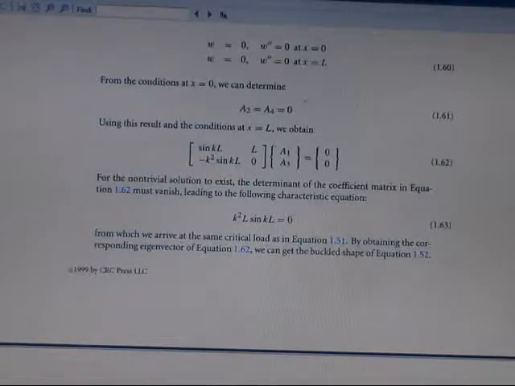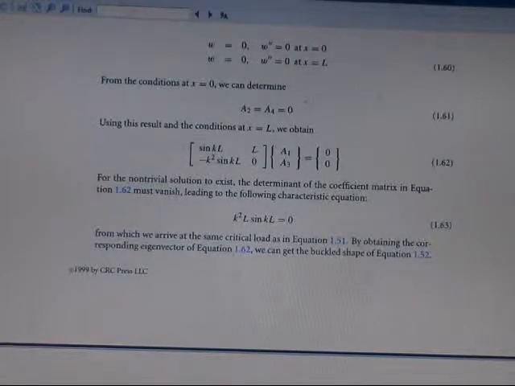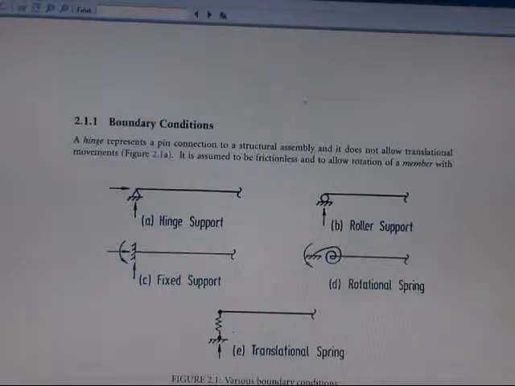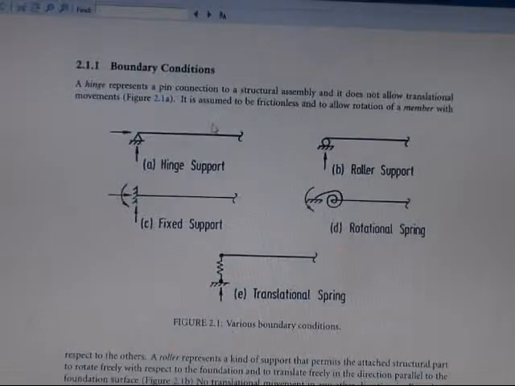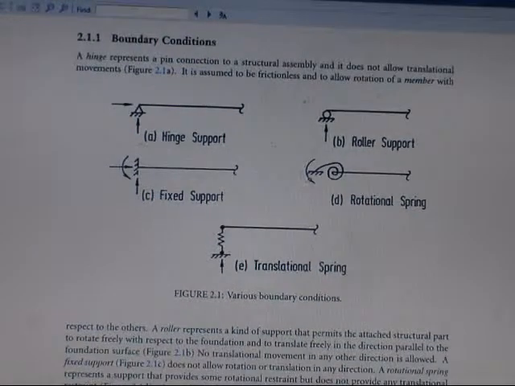Now we're talking about structural analysis. We utilize those mathematical approaches for the structural analysis. And for the structural analysis we have to mention the boundary condition. So this is the pin, this is the roller support, the rotational spring and the translational spring. Those are kinds of supports.